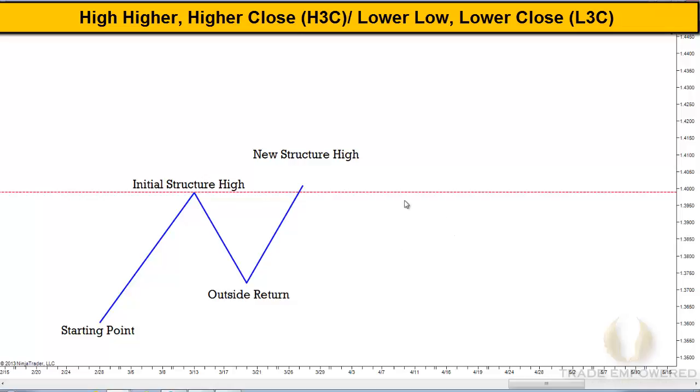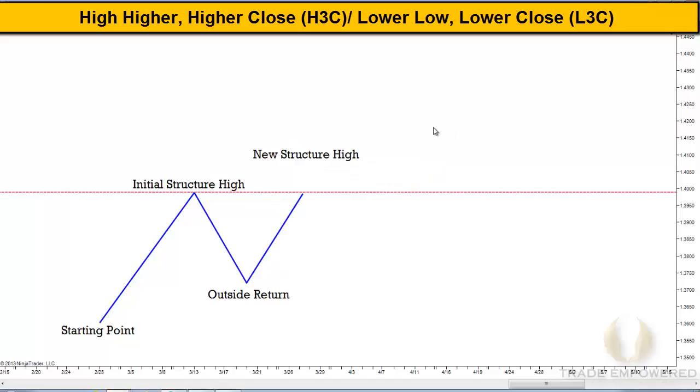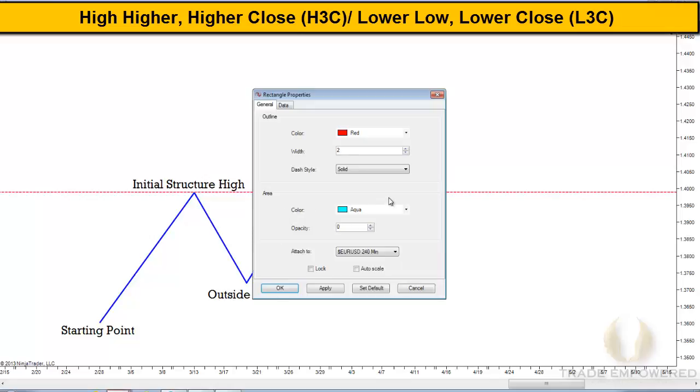So let's take an example. Let's say this red line is our initial structure high. The market completes its outside return. We come back up to test this level. Market's sitting right here, and you're saying to yourself, okay, I don't know whether this is a trend or just consolidation. It's all going to depend on what happens with this most recent candle. And I'll try my best to draw in a candle for you. Let's make this green because we're in a bullish trend.